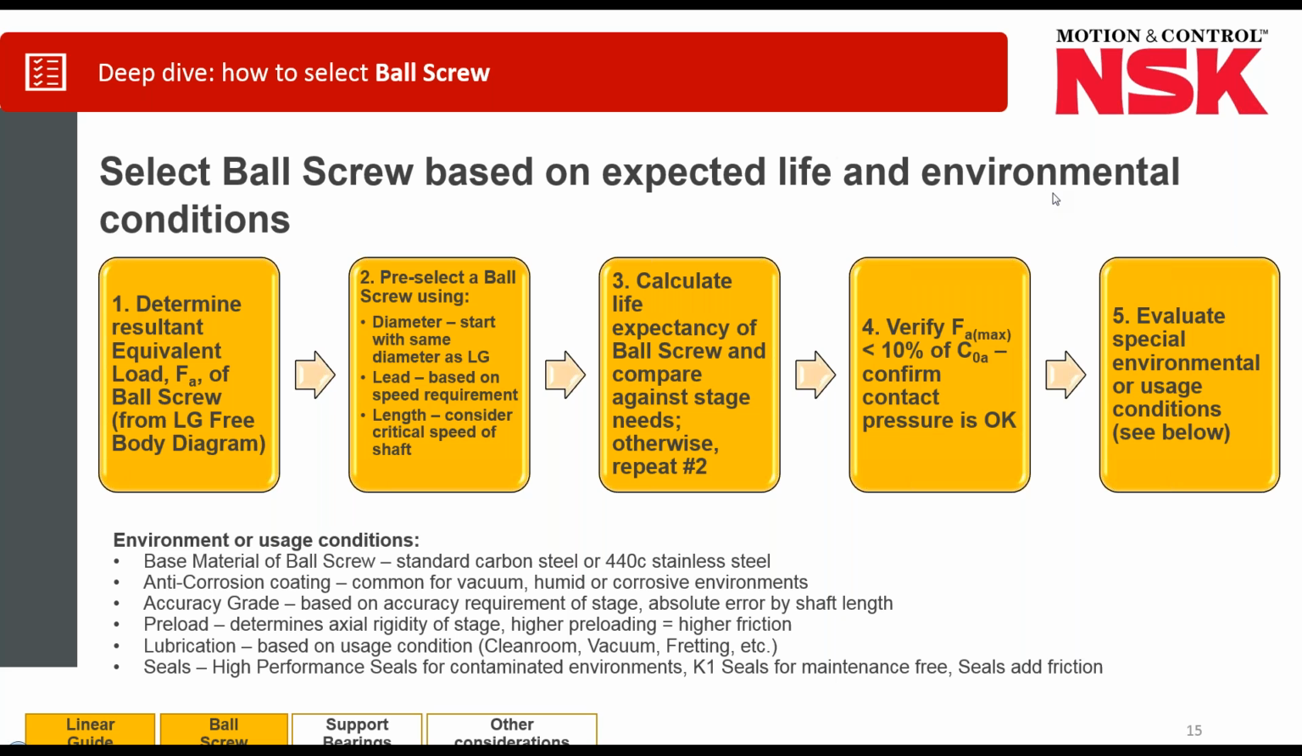And then step 5, again, look at the materials used to combat the environmental conditions. Materials, coatings, accuracy grade, preload, greases. Again, the same thing that we just did for the ball screw. Next.